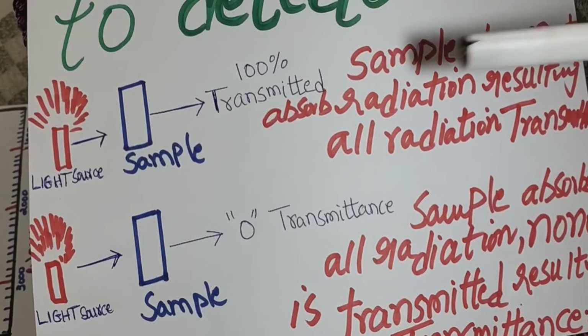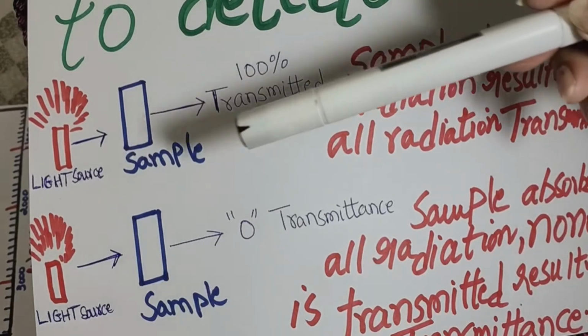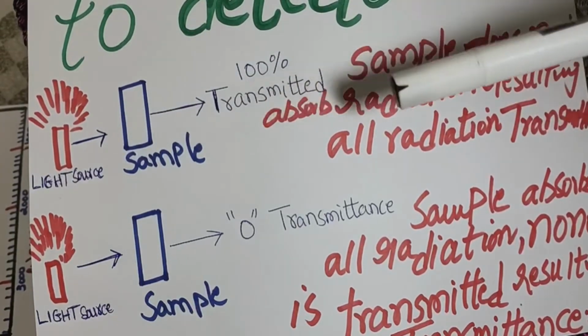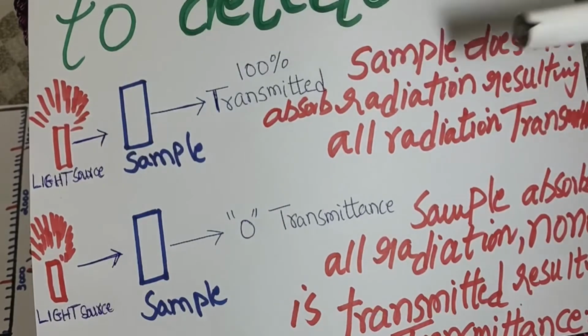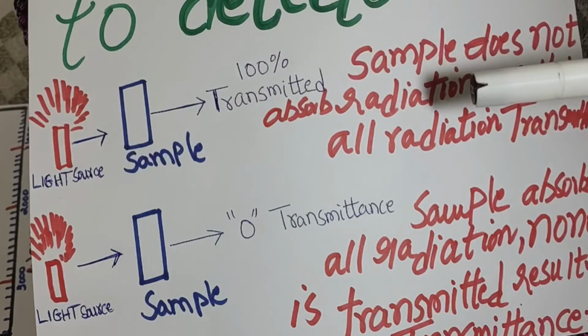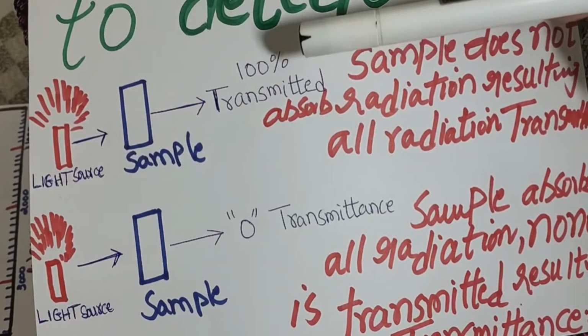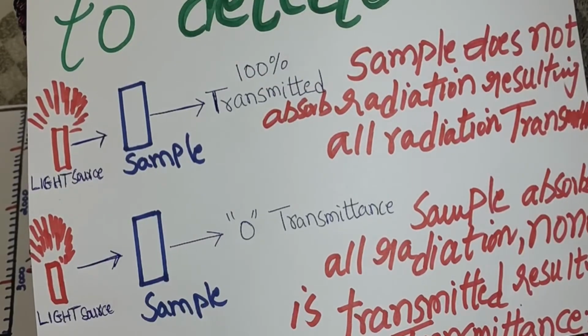What is this? The sample does not absorb radiation. That means the radiation from the light source passes through, and the sample does not absorb any radiation, resulting in all radiation being transmitted. So what is the percentage of transmittance? 100% transmittance.